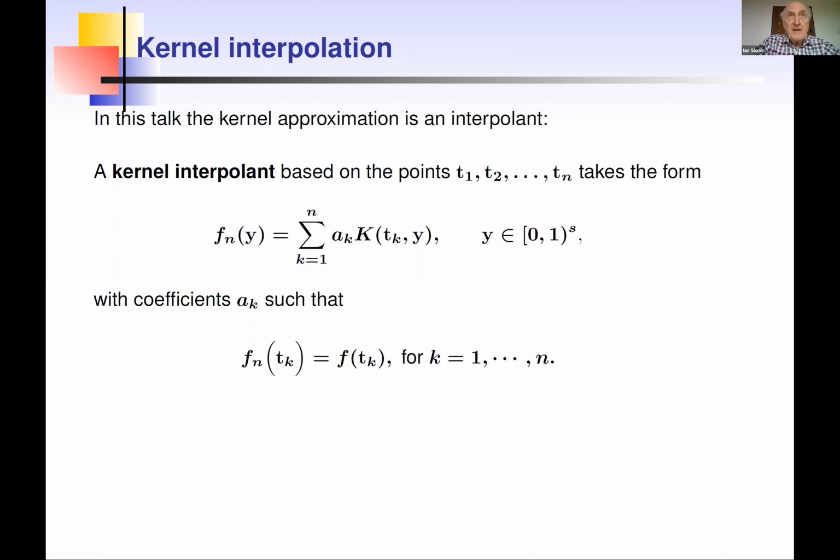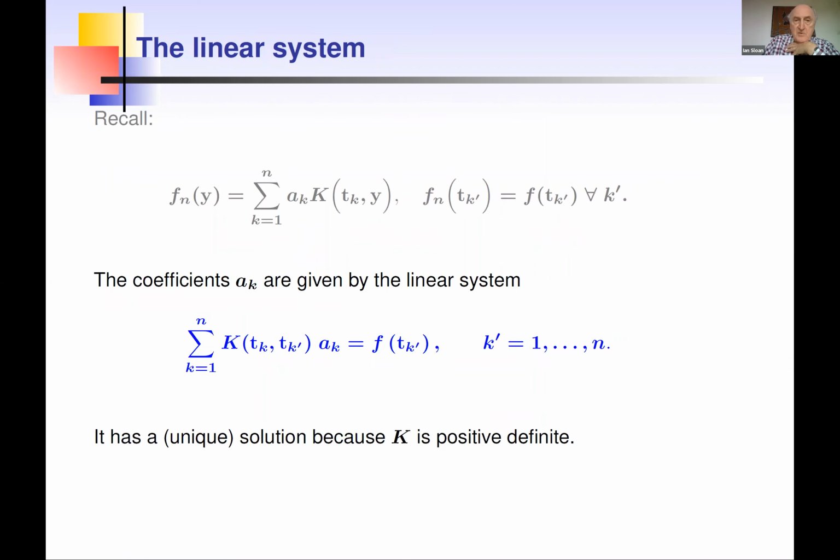So here in our case, a kernel approximation is an interpolant, which just means that our approximation is a linear combination, yes, of kernels, but you see, with one leg fixed at tk, at our points tk, and the other one is free, and coefficients. Now the interpolation property: fn equals f at each of our chosen points. And so what does that do?